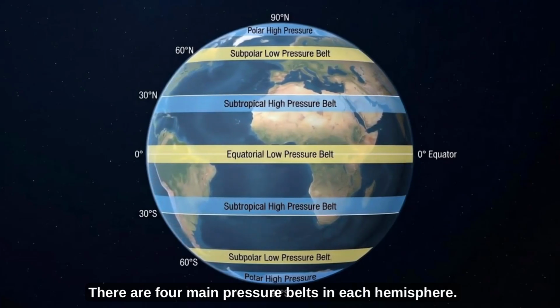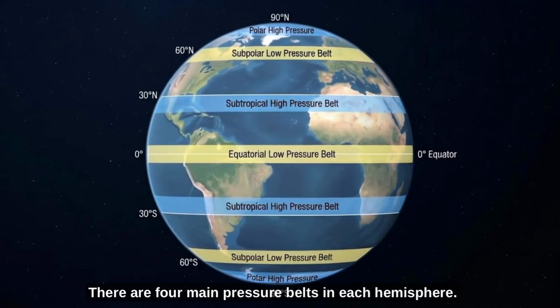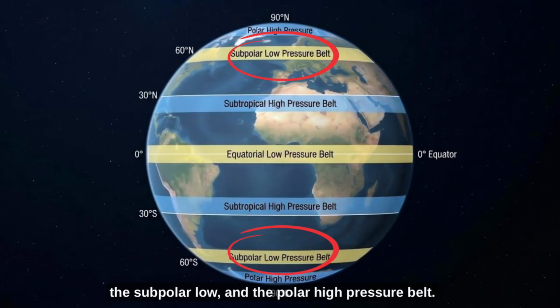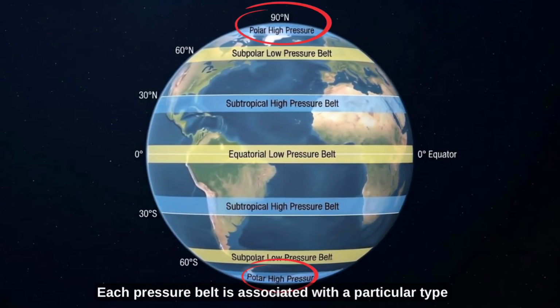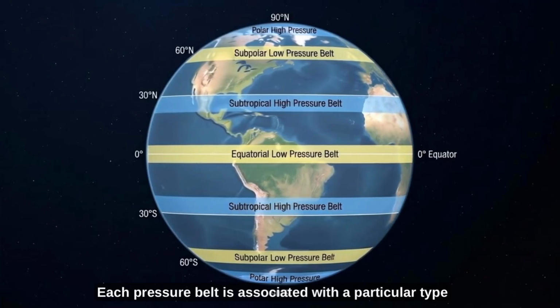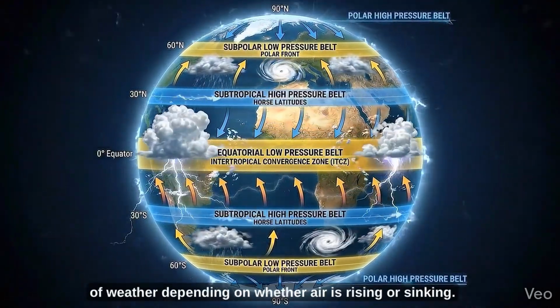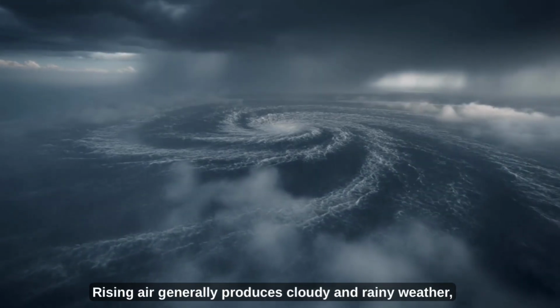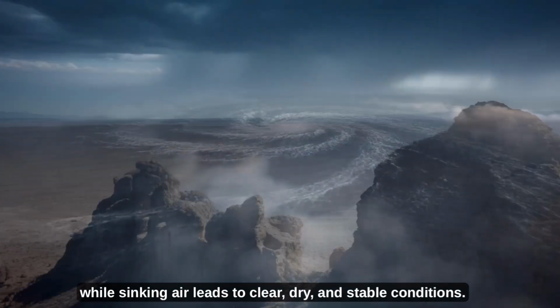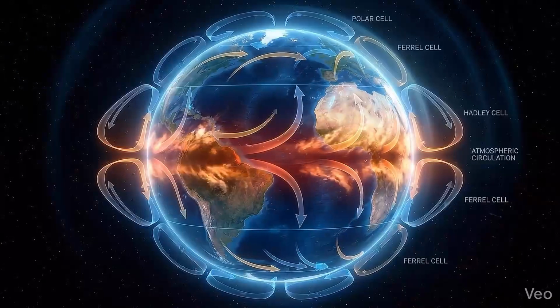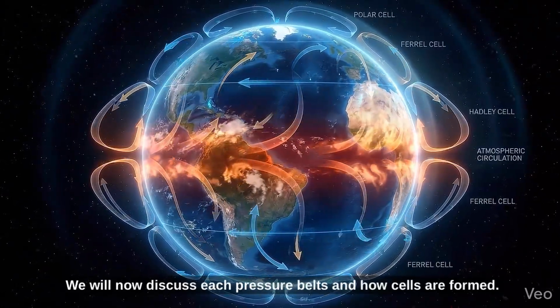There are four main pressure belts in each hemisphere: the equatorial low, the subtropical high, the subpolar low, and the polar high pressure belt. Each pressure belt is associated with a particular type of weather depending on whether air is rising or sinking. Rising air generally produces cloudy and rainy weather, while sinking air leads to clear, dry, and stable conditions. We will now discuss each pressure belt and how cells are formed.